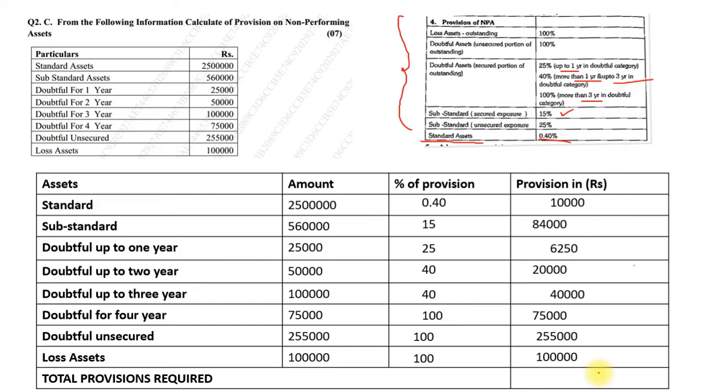The total of the last column, so 10,000 plus 84,000 plus 6250 plus 20,000 plus 40,000 plus 75,000 plus 2,55,000 plus 1,00,000. The total sum comes to 5,90,250. Okay, so that's our total provision which was required under NPA. So this is how you all had to solve question number 2C.